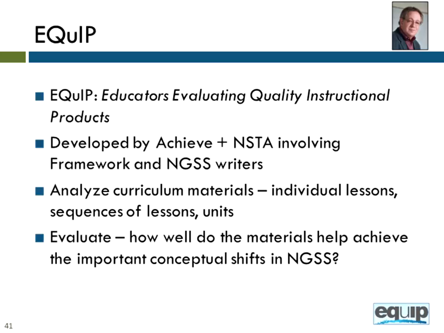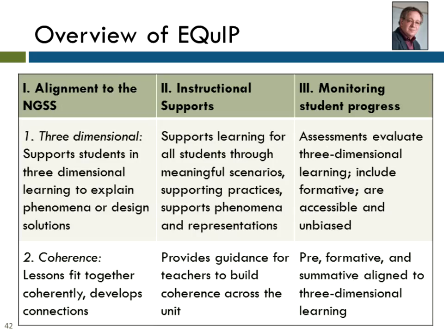It's designed to look at individual lessons, at sequences of lessons, or entire units. And the big question, again, is how well do they represent not just the subject matter that NGSS talks about, but the important shifts that are involved in achieving NGSS. So what we're going to do today is to talk through part of the EQuiP rubric. You can see in this slide that there are 3 columns. There's the alignment to NGSS, the instructional supports, and monitoring student progress.